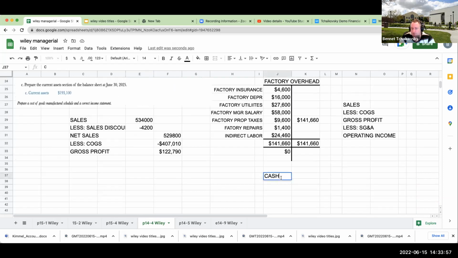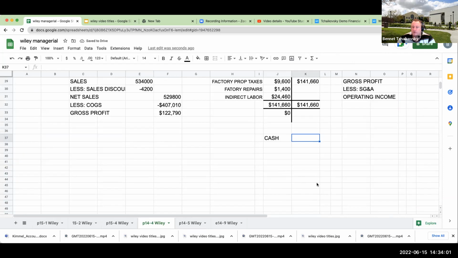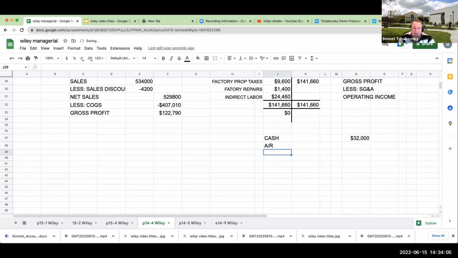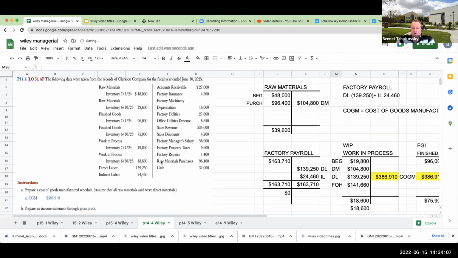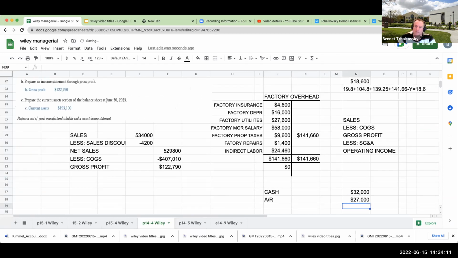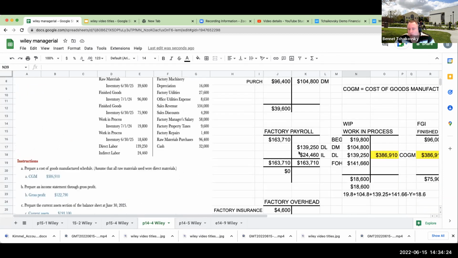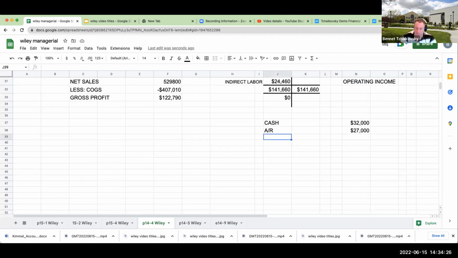Well, in our case, we're going to have cash. The cash amount was 32,000. We're going to have accounts receivable, which were 27,000. As we look at the other items, there's no equipment. Well, actually, equipment would be non-current. But now we have to say, okay, what are the inventory balances?